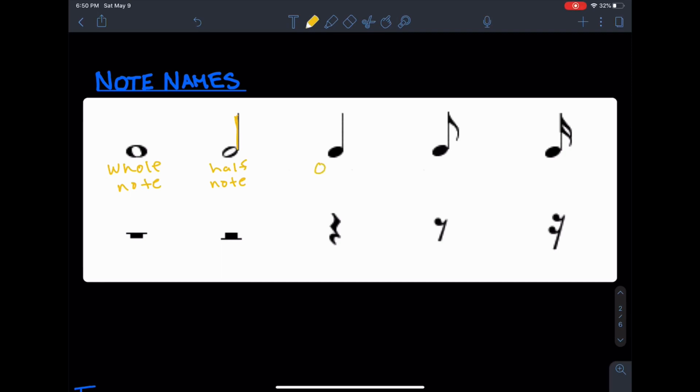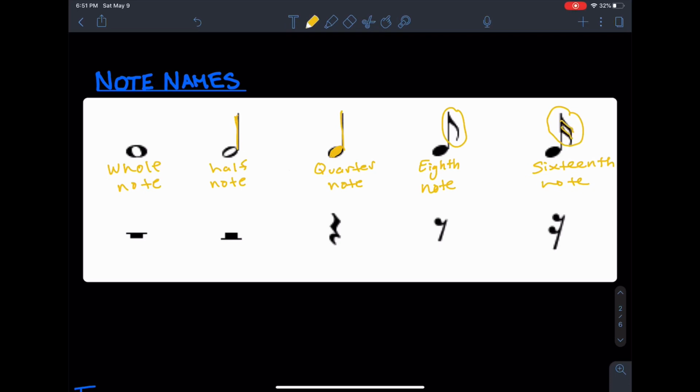A quarter note is next. The quarter note looks like a half note, but it is filled in. It looks just like that. We have an eighth note, which looks like a quarter note with this strange flag sticking out of the top of it. We call it a flag. Eighth note. And then we have a 16th note. 16th notes are the exact same thing as eighth notes, except they have two flags.